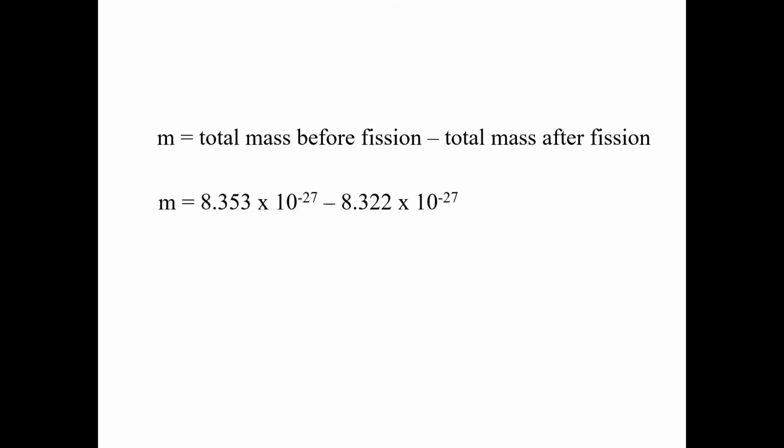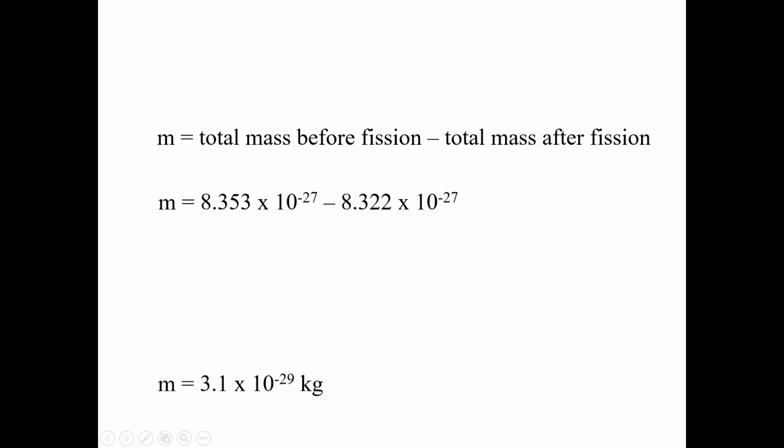So here we are utilizing the same concept as in fission. It is not fission, it is fusion, but the old concept used for calculating energy in a fission reaction applies here. So the total mass before the fusion is 8.353 × 10^-27, and the total mass after the fusion is equal to 8.322 × 10^-27.